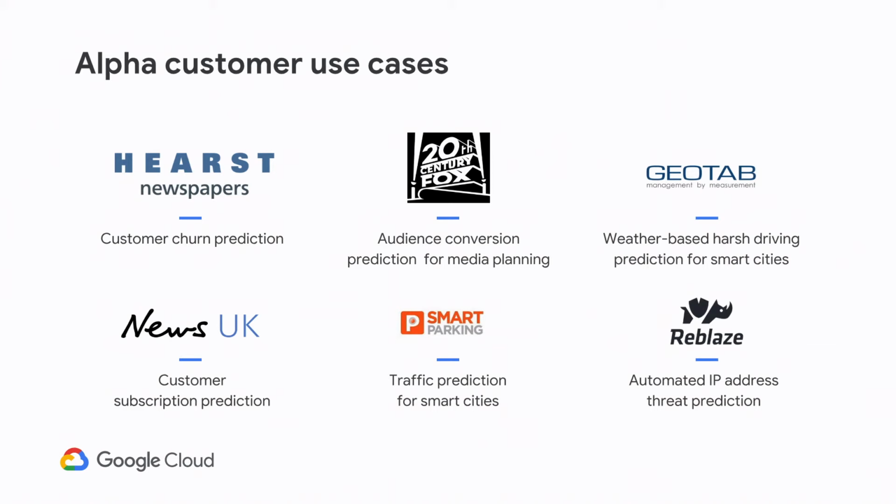I'll start with Hearst newspaper. Media companies usually spend a lot of effort on reducing churn. In their case, they wanted to start doing predictive churn modeling, to target marketing campaigns at people who are more likely to churn. To do that, they started working with BigQuery ML. They managed to write their first churn prediction model within a day.